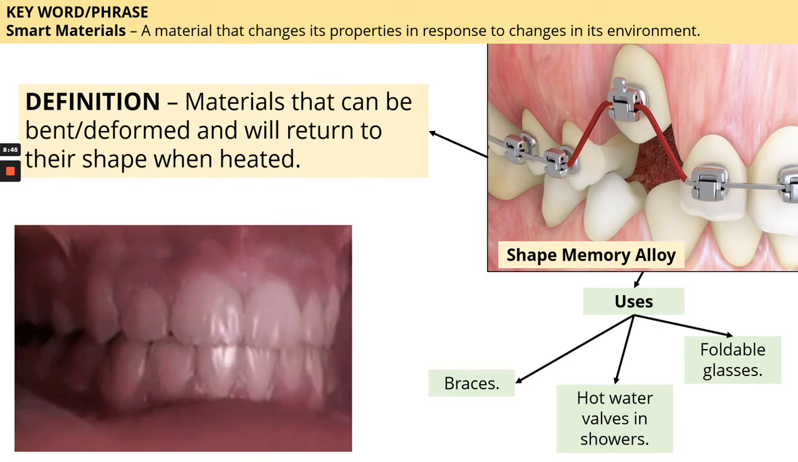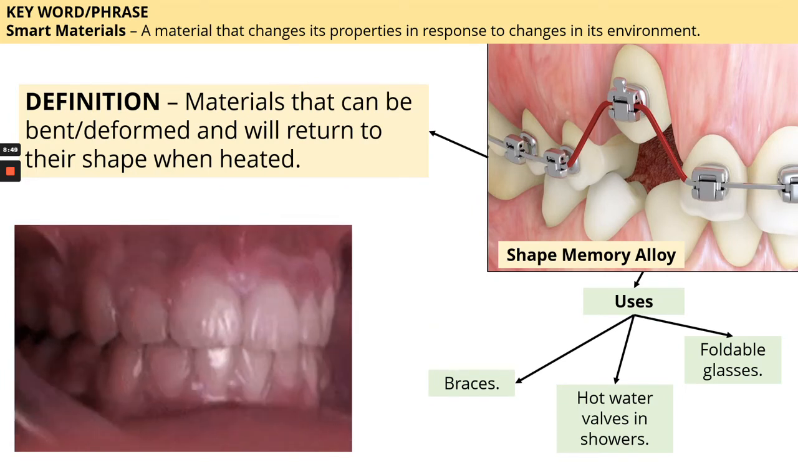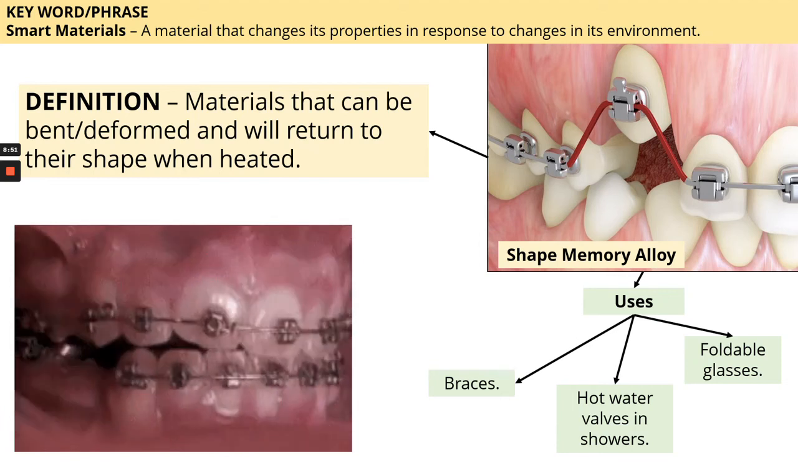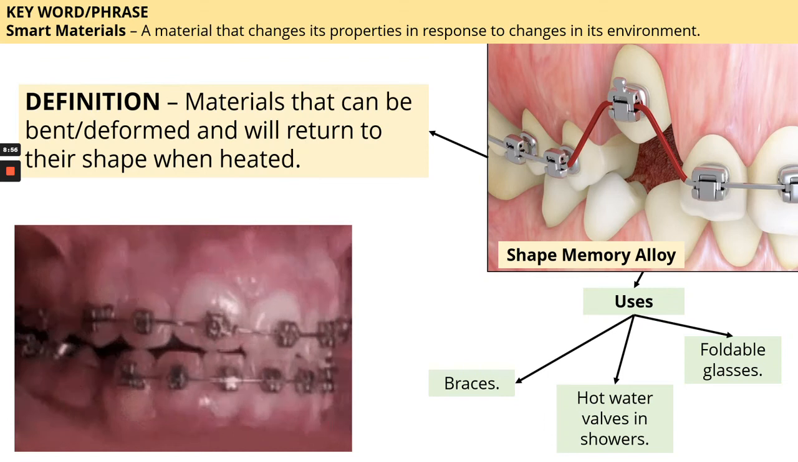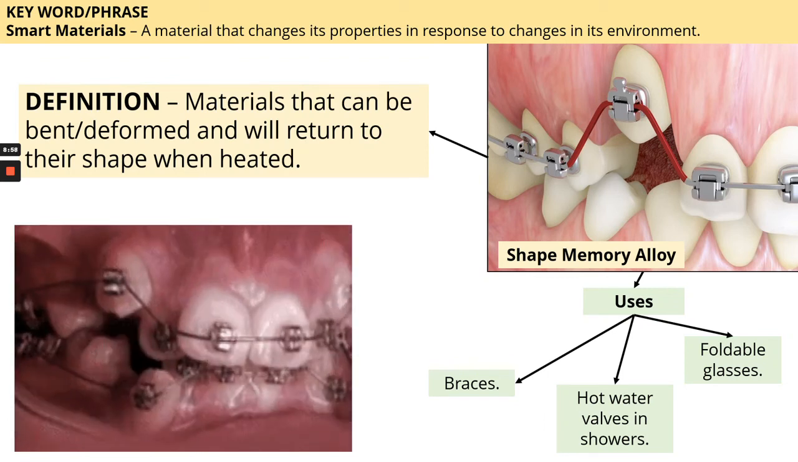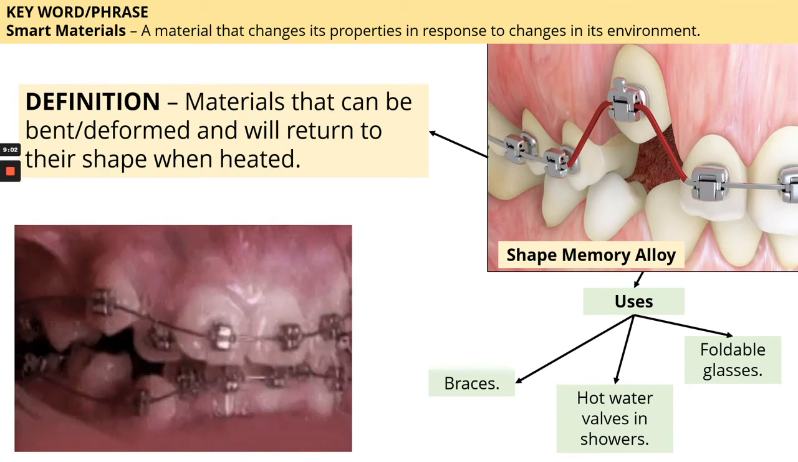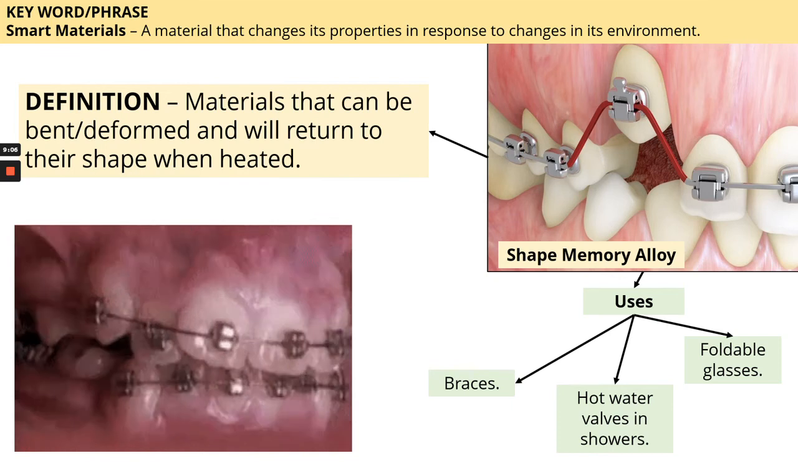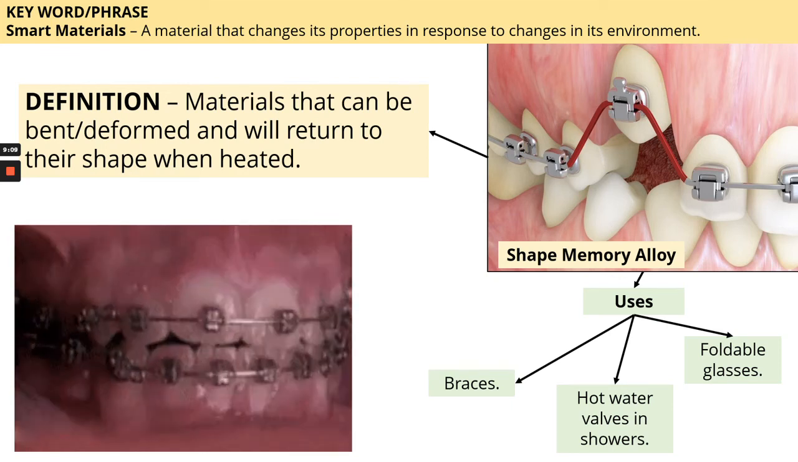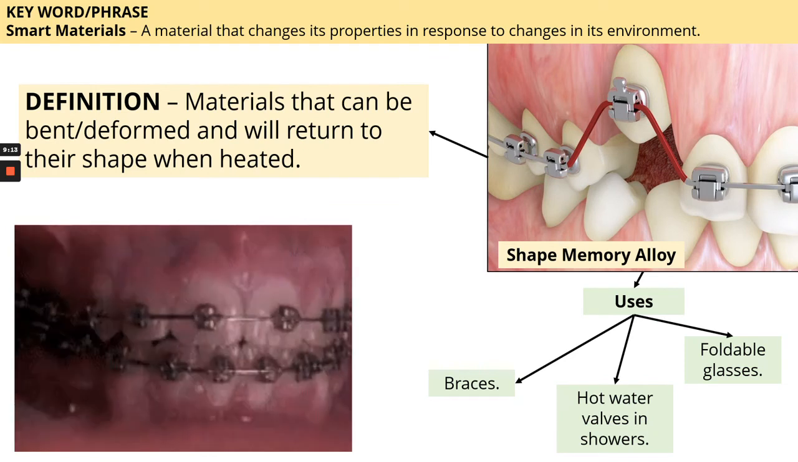But then when it's installed on your teeth, the heat from your body, the natural heat within your mouth, will start acting on the shape memory alloy, and those metal wires will start trying to form back into a straight line. So that's why they slowly pull your teeth back into place, so they're all perfectly matched up.